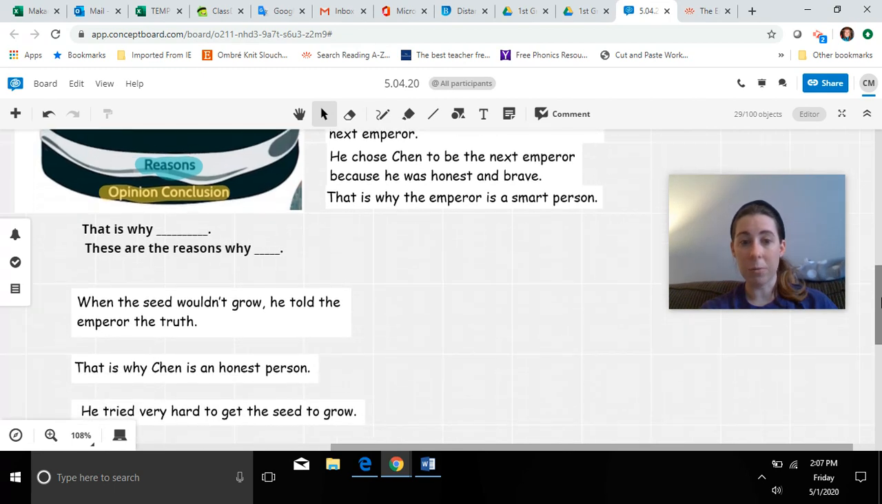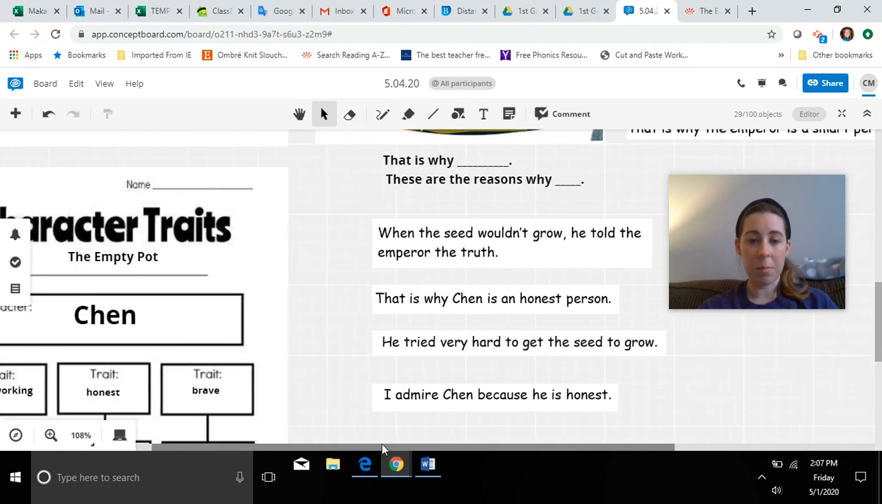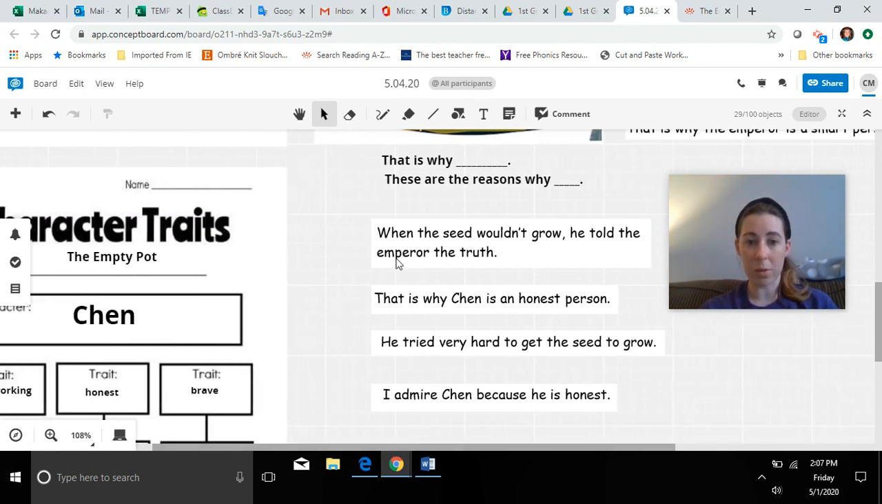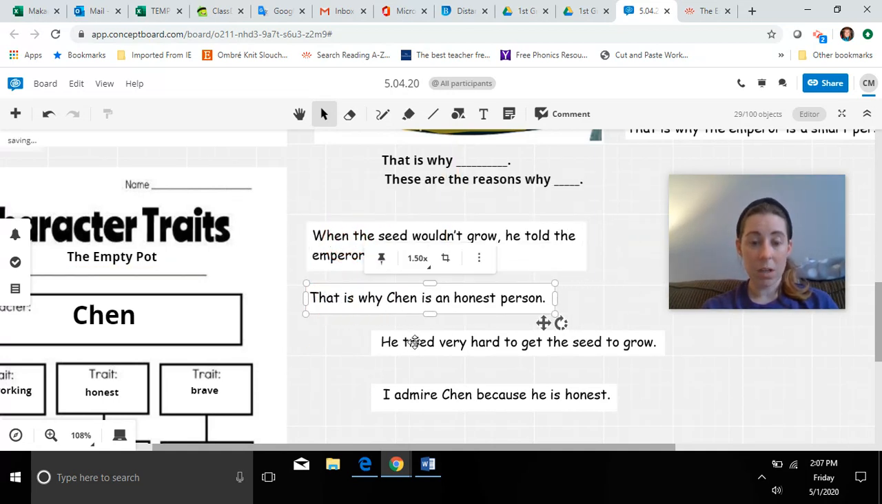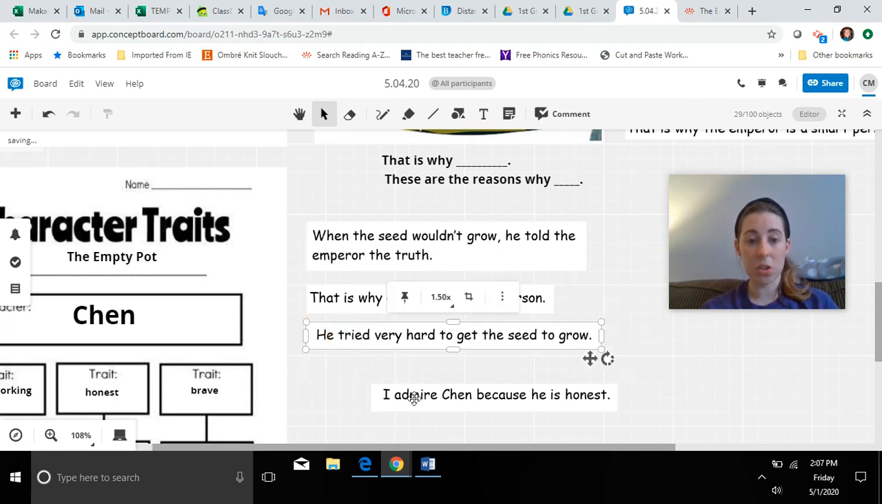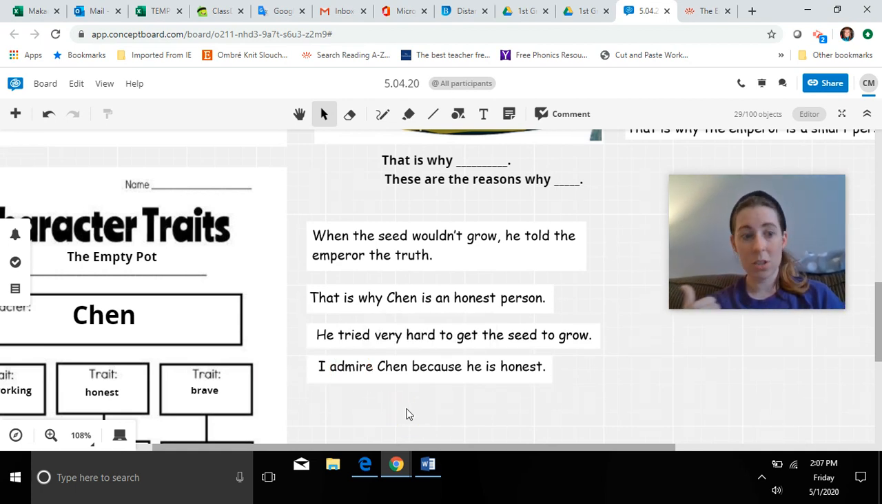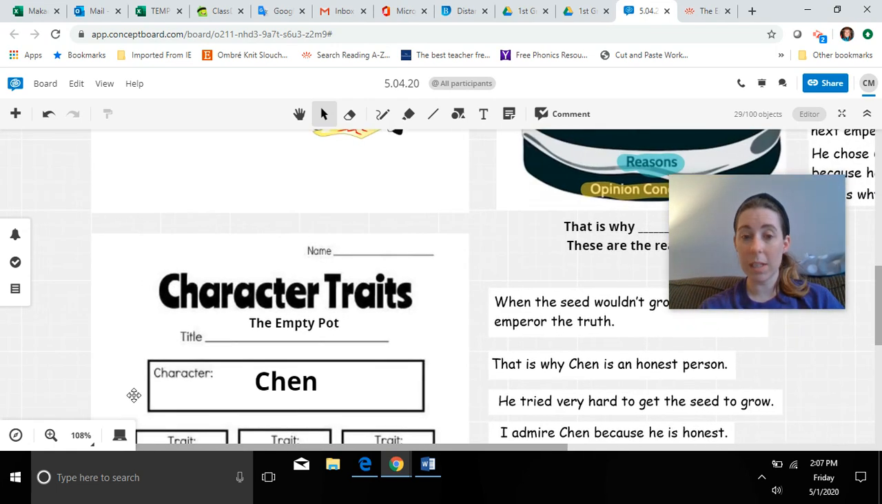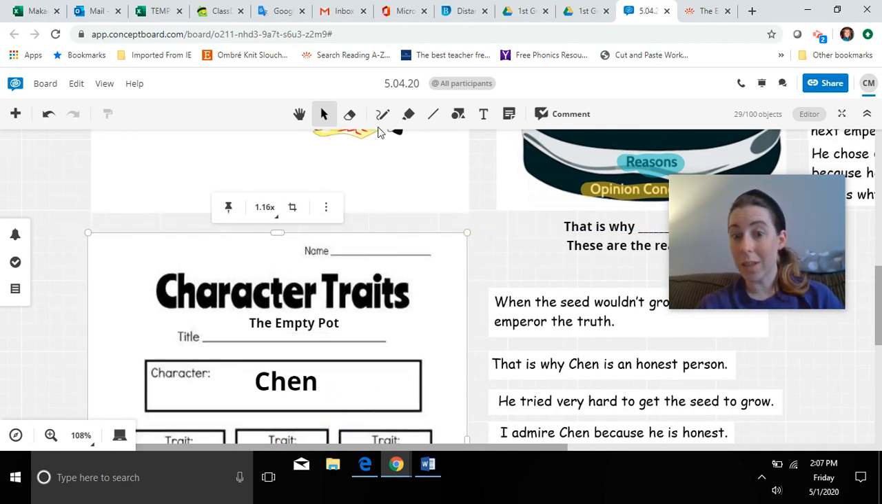Let's see what we're going to do next. I have here a few more sentences that are scrambled, but these ones are about Chen, our main character. So what we're going to do here is remind ourselves of the character traits we assigned to Chen and the reasons, and then we're going to read these sentences together, and then you guys are going to try at home to put them in order. Okay? All right, let's look at our character traits.